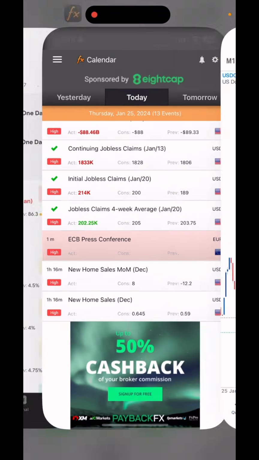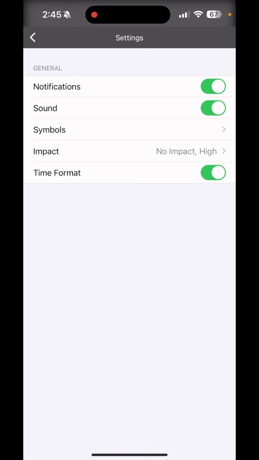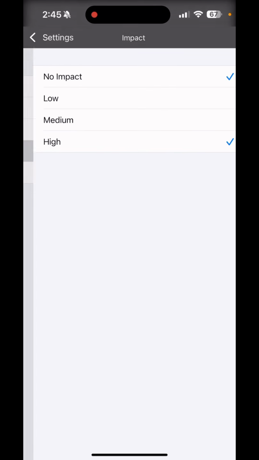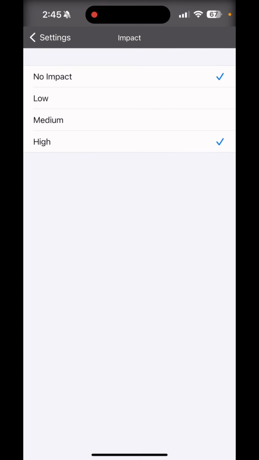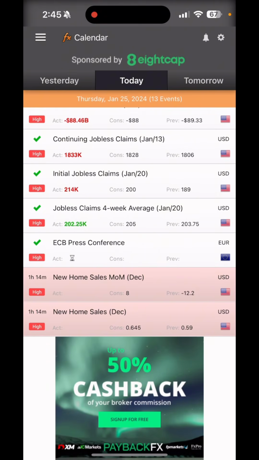Now, this is one app that you can use, which is MyFXBook. What you want to look for is high impact news. So check at the top right, you see these settings. Tap the settings, and you see impact. Tap impact and use only high impact news, because it is high impact news that actually affects the price. Medium or low don't affect the price at all. So just put it on high impact so that it will only filter high impact news for you, just the way it is here right now.